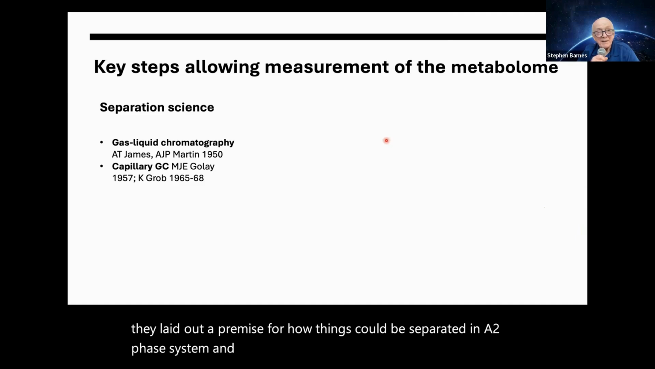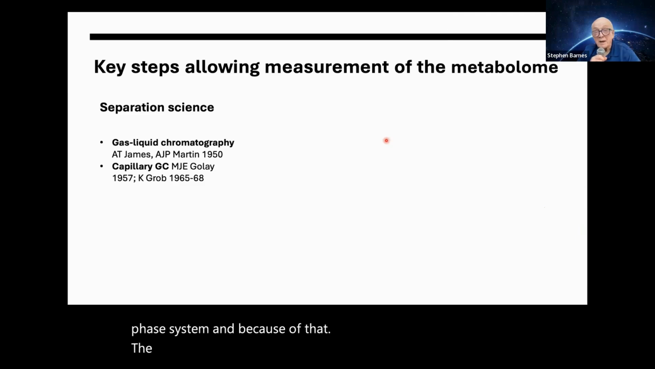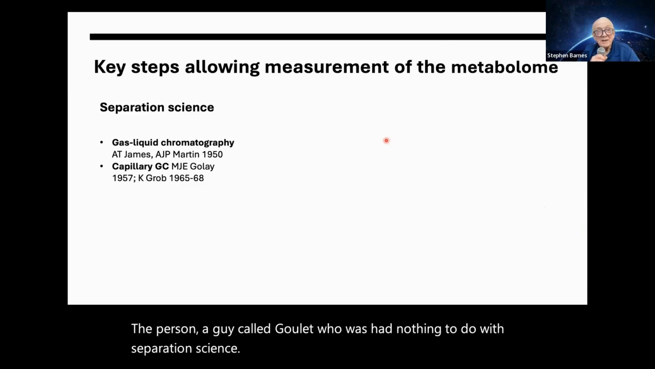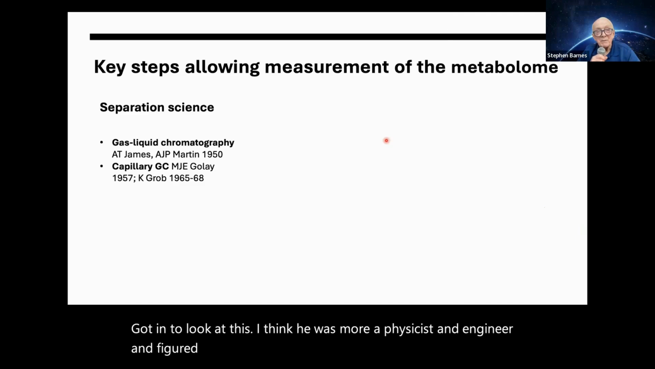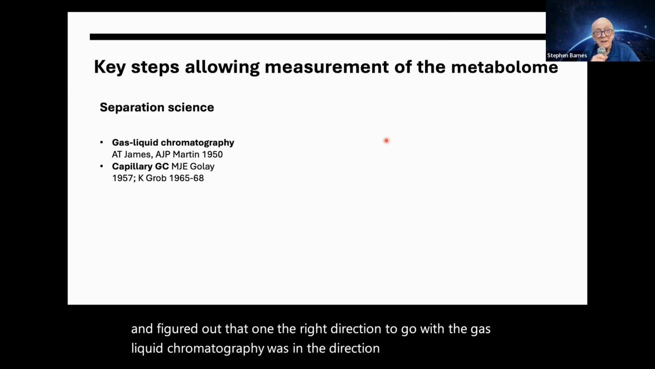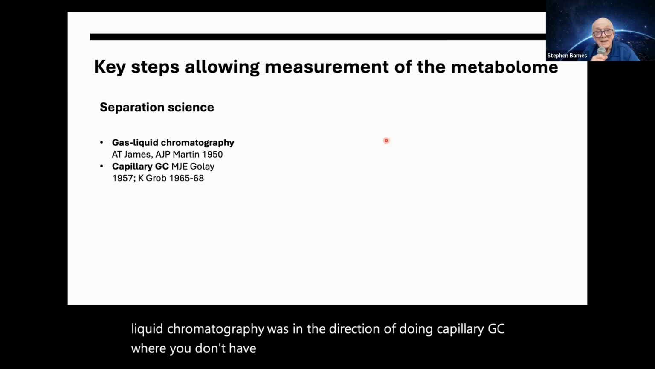And because of that, a guy called Golay, who had nothing to do with separation science, got in to look at this. I think he was more a physicist and an engineer, and figured out that the right direction to go with gas liquid chromatography was in the direction of doing capillary GC, where you don't have any packing on the inside of the tube, the glass tube that we use.